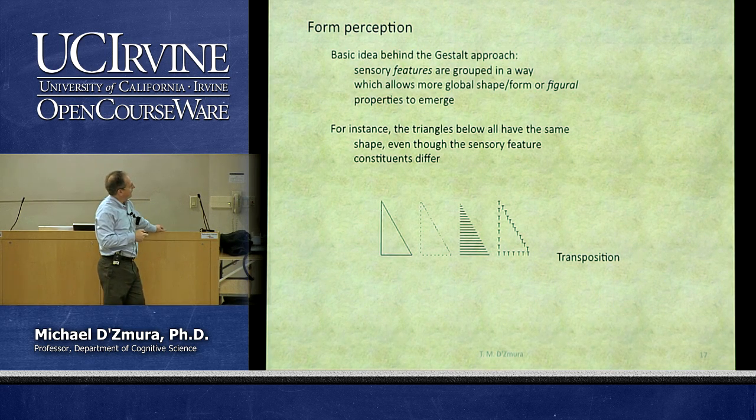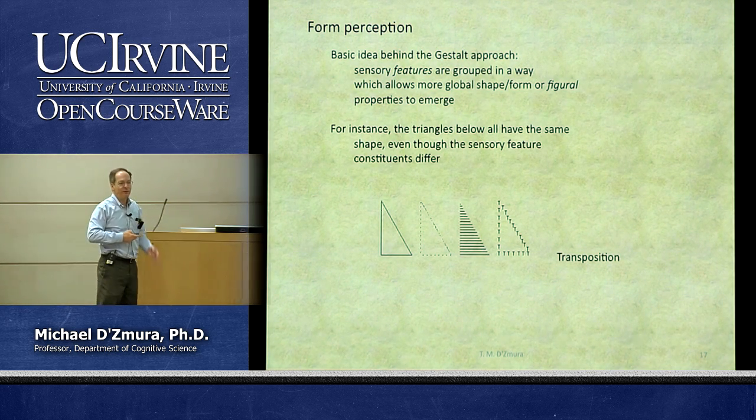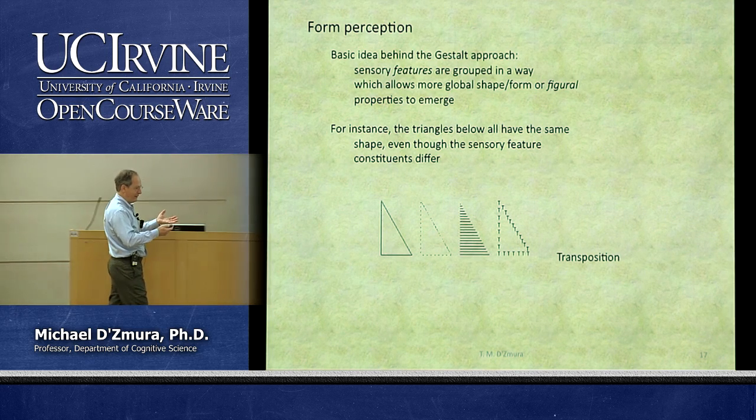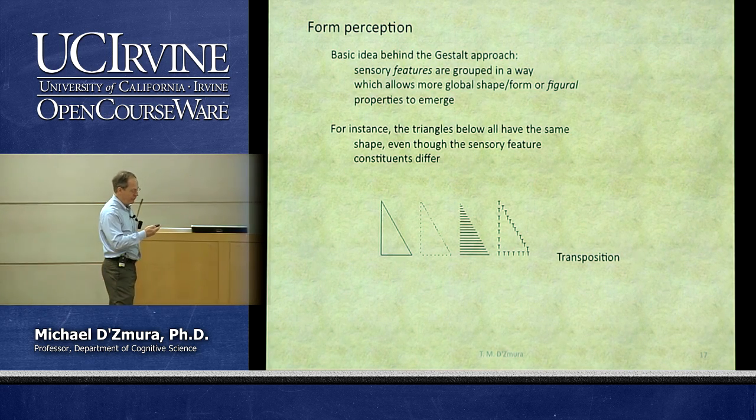And so then the question is, well, despite this transposition, we have the same figure. How can we account for that? How is it that we arrive at this sort of global shape or figure in spite of changes in the features that can lead to it?